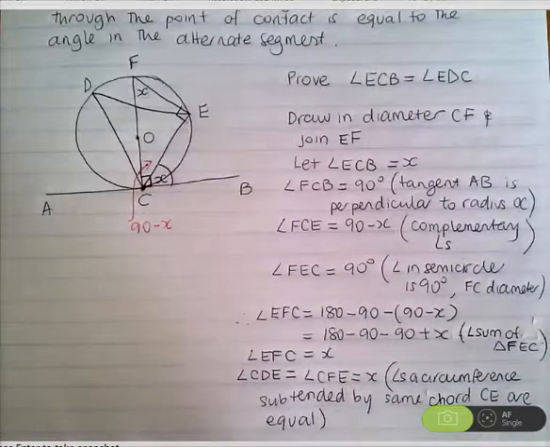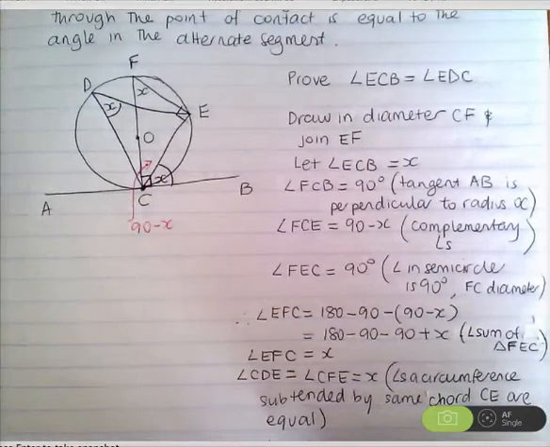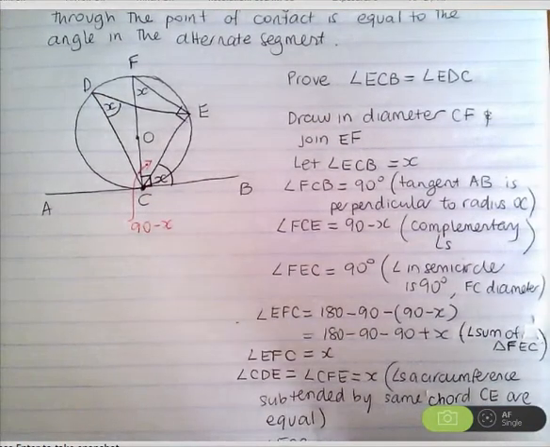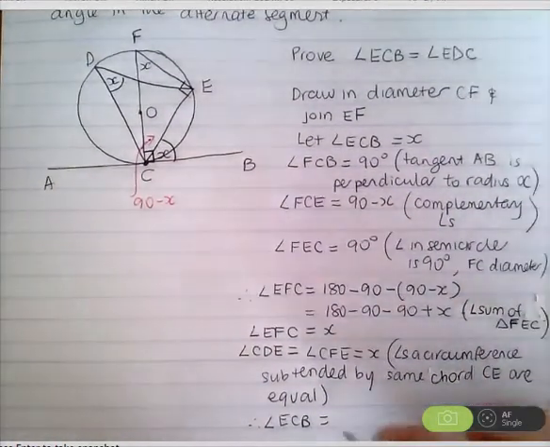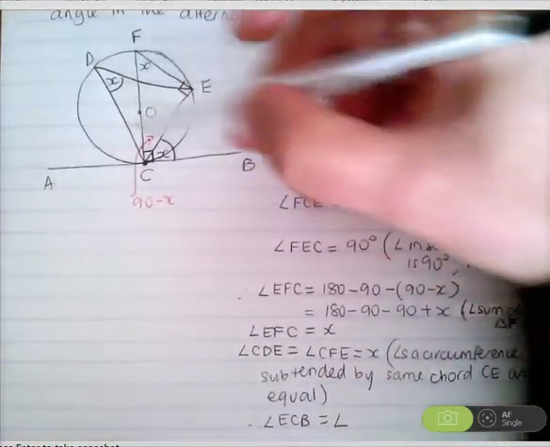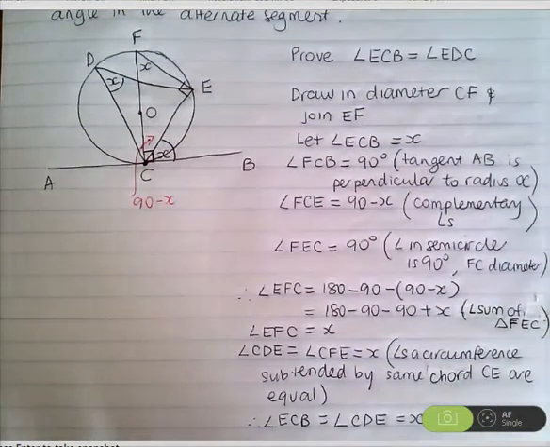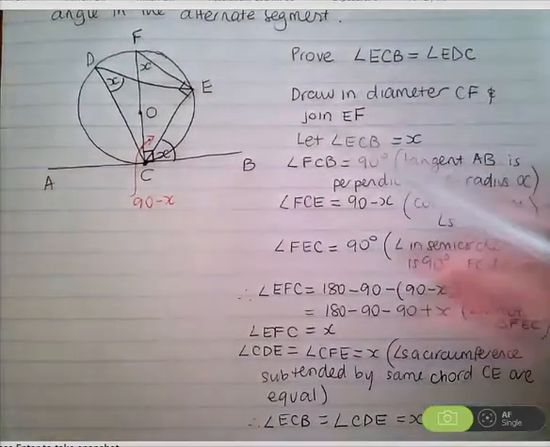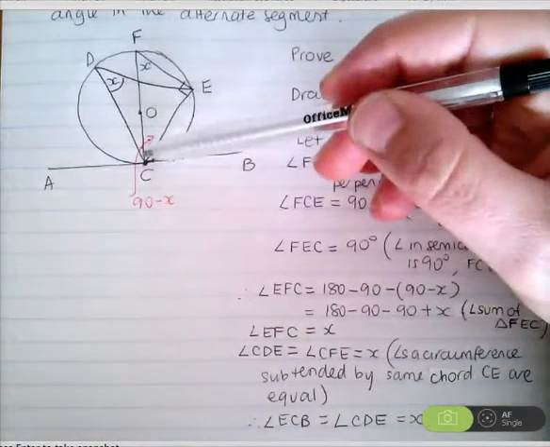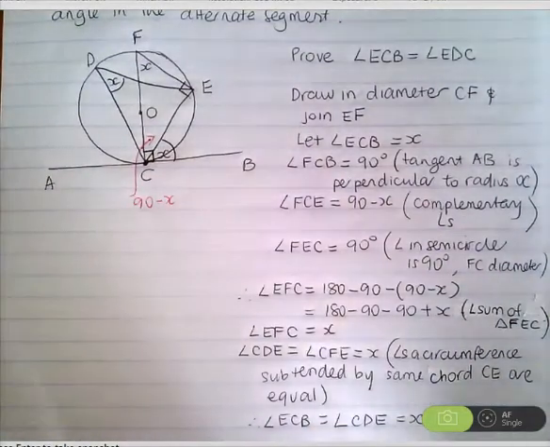And so therefore we prove that this is X, and now we can say, well, therefore angle ECB, so that angle there, ECB, is equal to angle CDE, which is equal to X. Okay, and so therefore you've proven that the angle between the tangent and the chord through the point of contact is equal to the angle in the alternate segment.